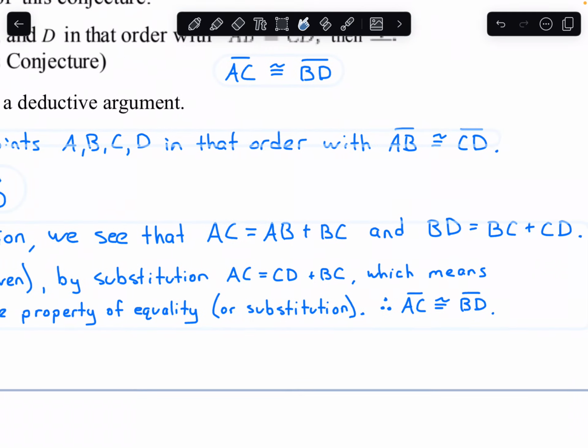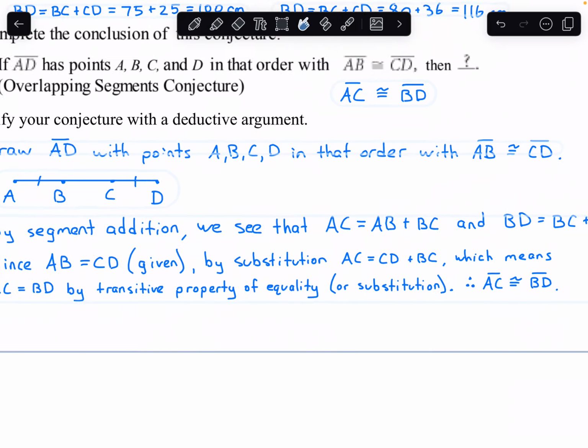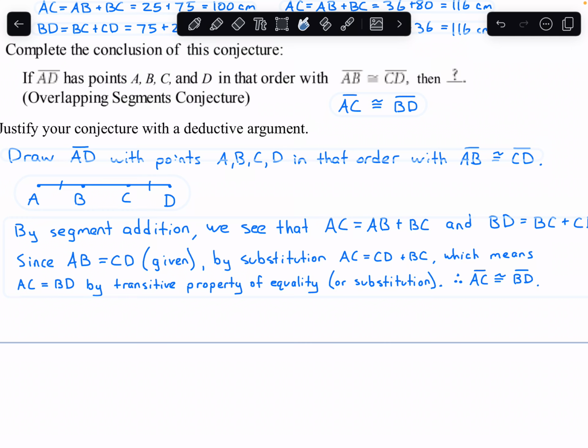So I already said that AC equals CD plus BC, and BD equals BC plus CD. Transitive property, if you recall, if A equals B and B equals C, then A equals C. Or you could have also used another substitution step. Either one could technically work here. So I did include an option there in parentheses.